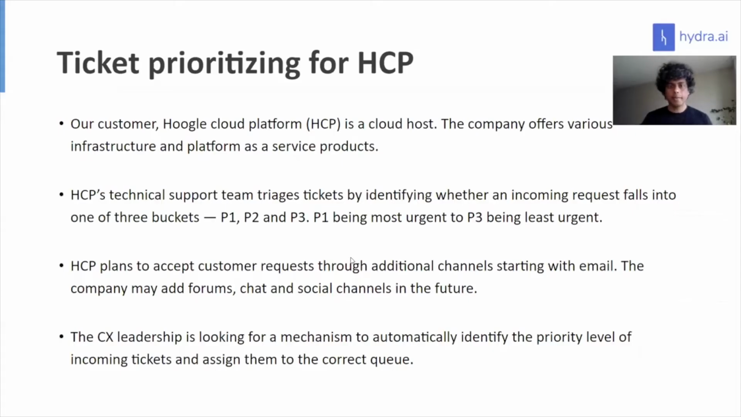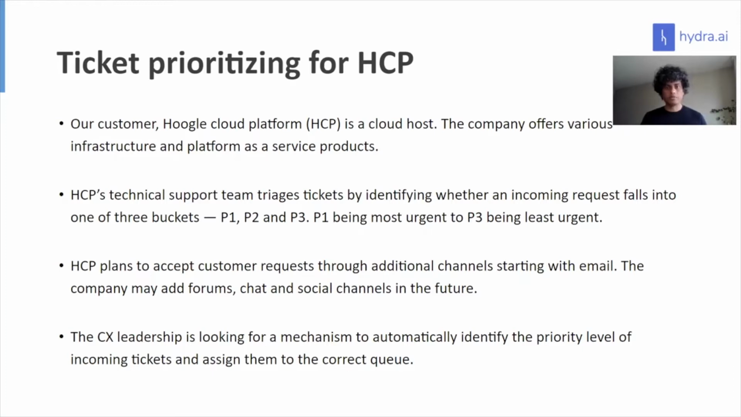So we're going to look at a hypothetical customer that we're going to call Google Cloud Platform, HCP. The company offers a variety of infrastructure and platform as service products. HCP's technical organization triages incoming tickets by bucketing them into P1, P2, or P3, P1 being the highest priority items and P3 being the least priority items. HCP is planning to provide support through additional channels. As you know, the more steps you put between you and your customer, the less the customer satisfaction is going to be. What they do now is directing the customers to a portal where they can self-select whether the ticket is P1, P2, or P3 and go from there.